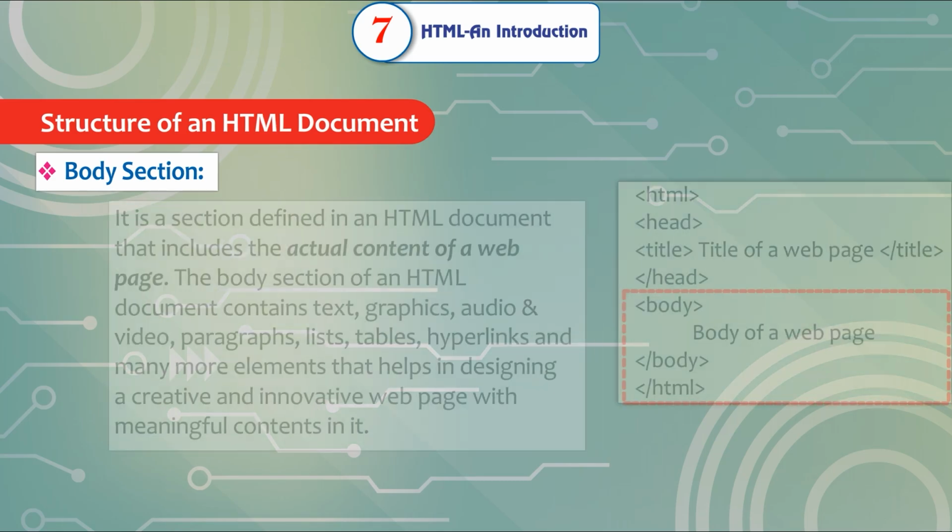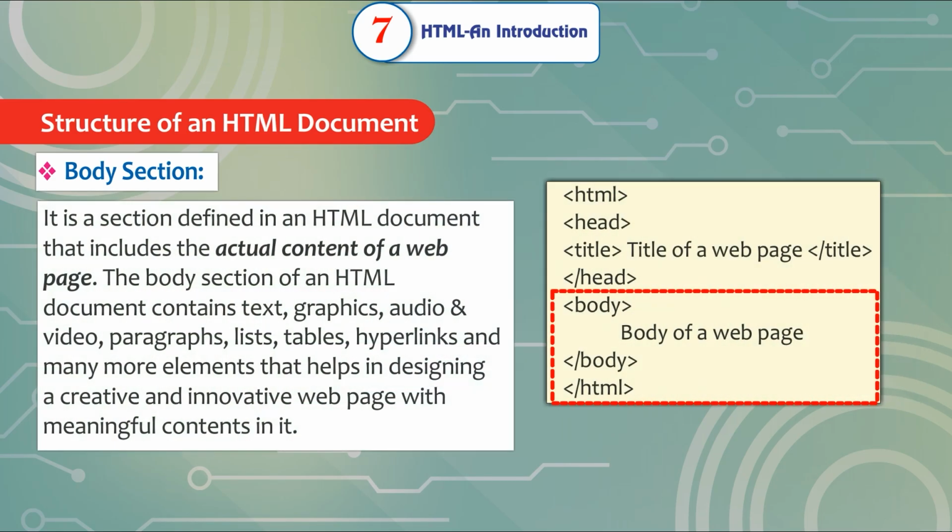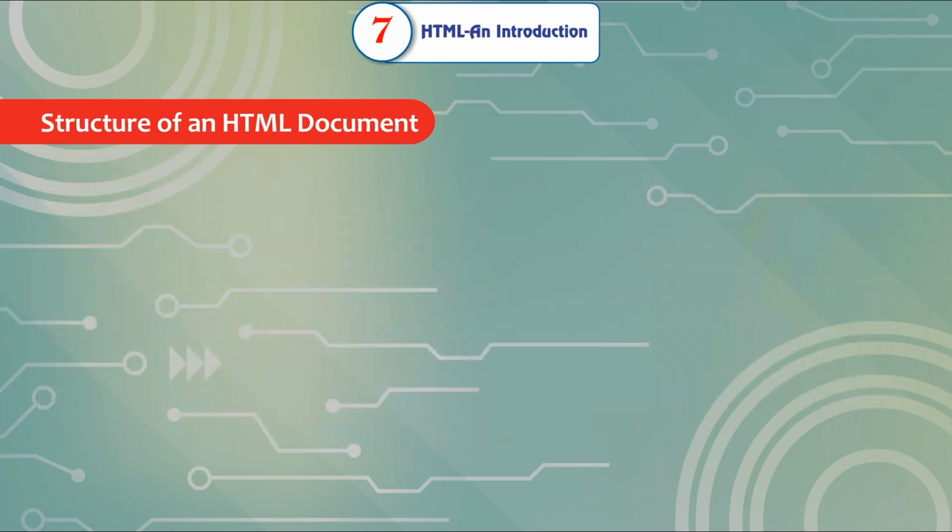Body section. It is a section defined in an HTML document that includes the actual content of a web page. The body section of an HTML document contains text, graphics, audio and video, paragraphs, lists, tables, hyperlinks, and many more elements that help in designing a creative and innovative web page with meaningful contents in it.